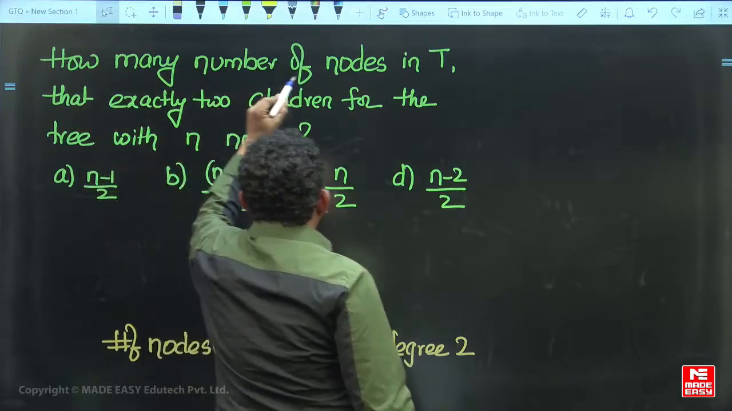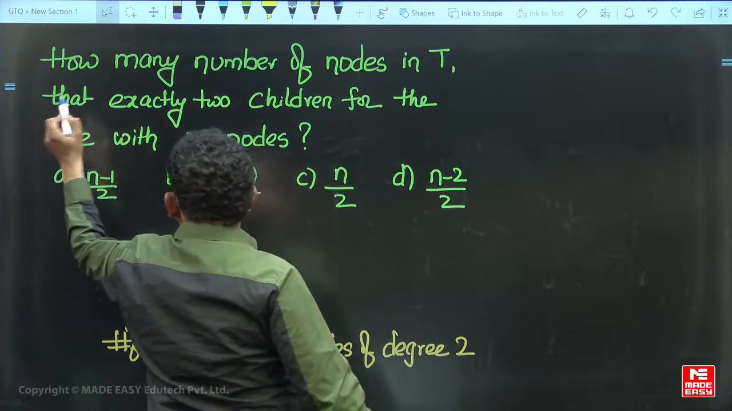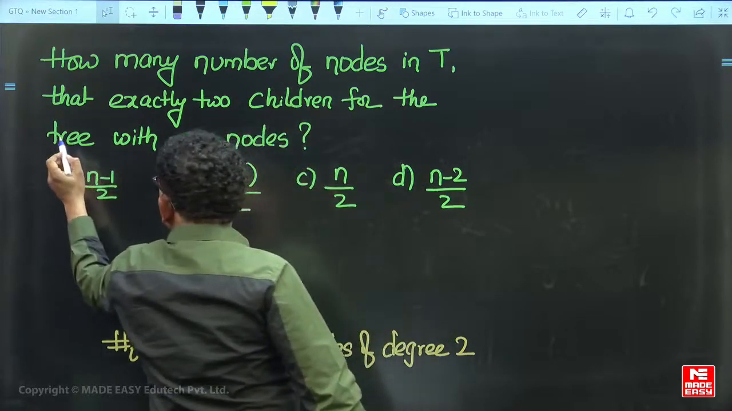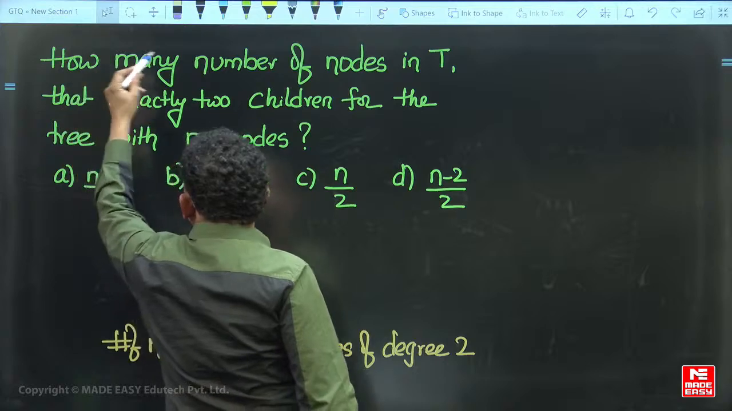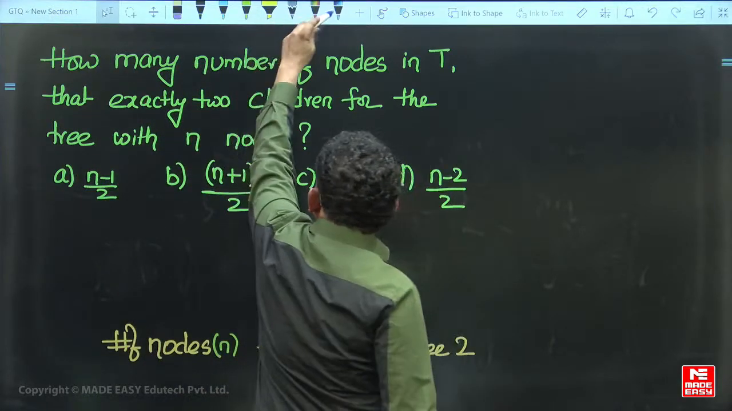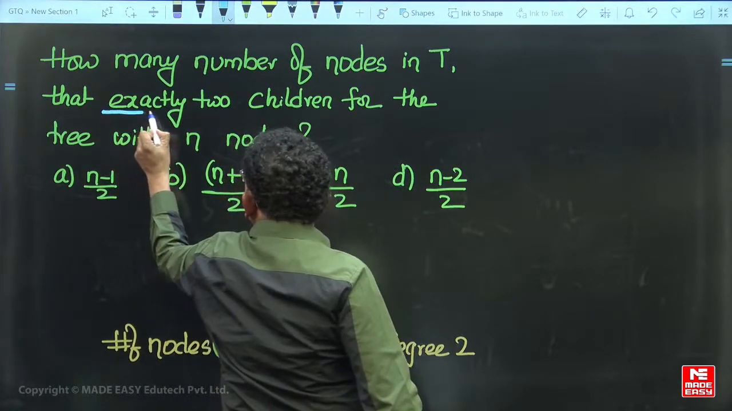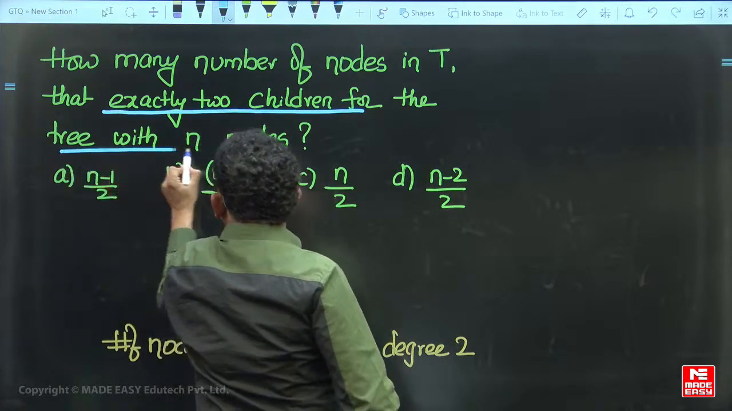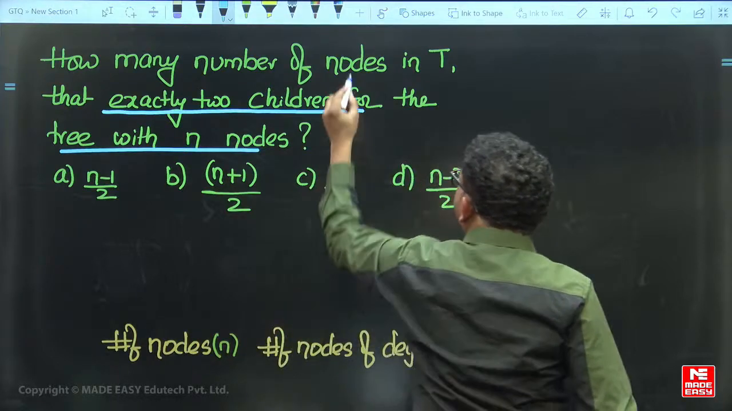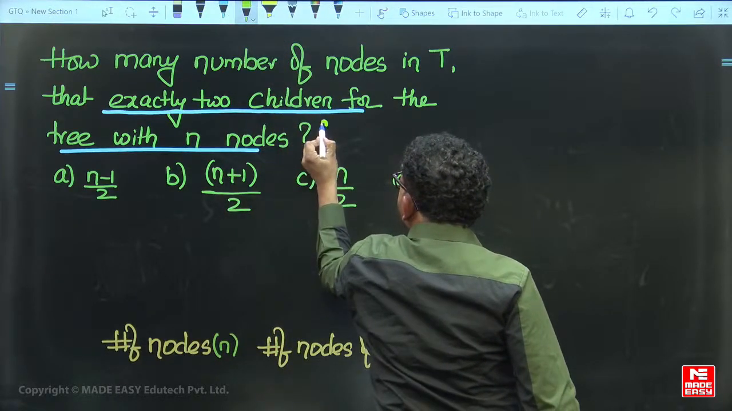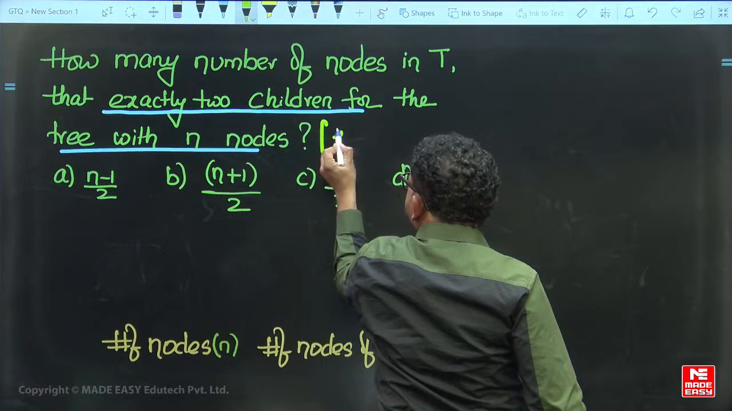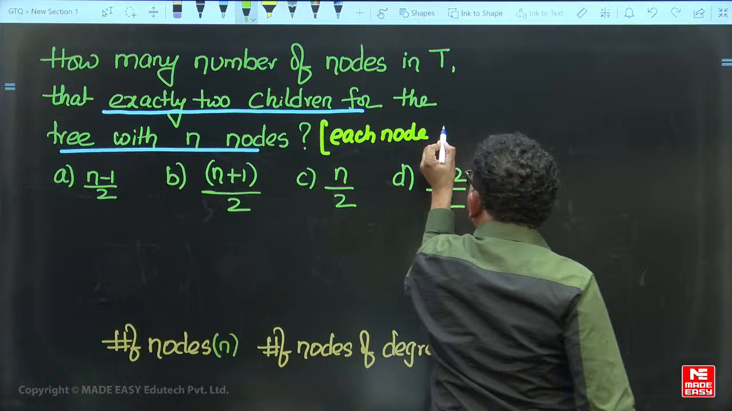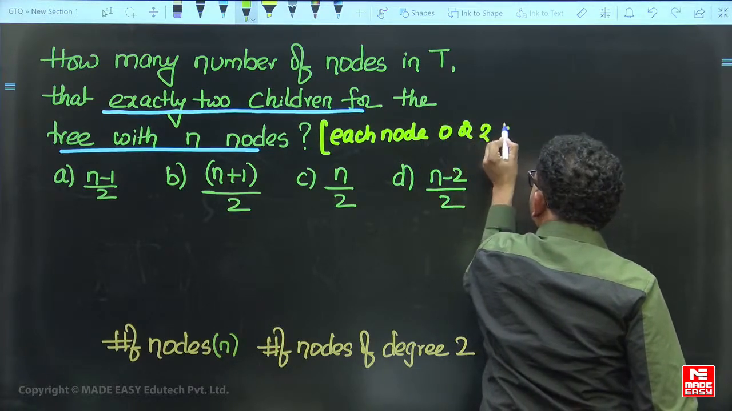See this question: T is a tree, and we need to find the number of nodes with exactly two children in a tree of n nodes. One condition I forgot to write: each node has either 0 or 2 children.